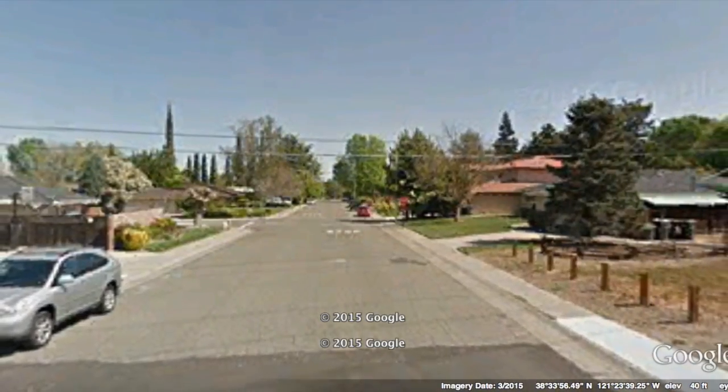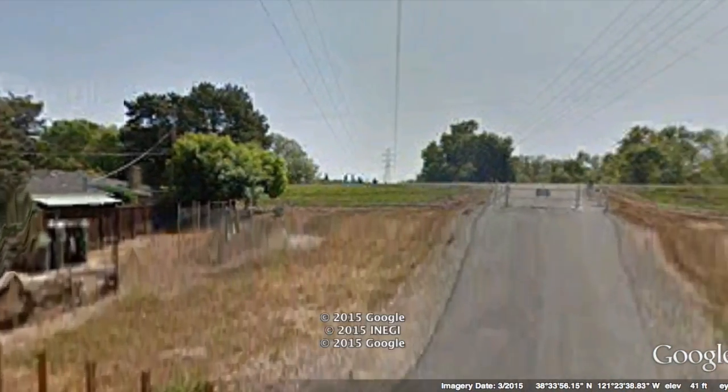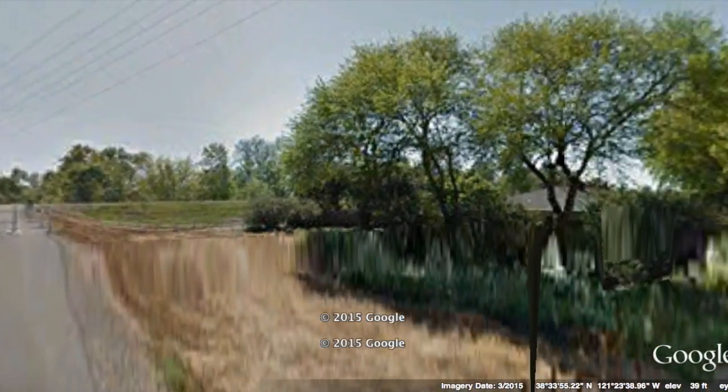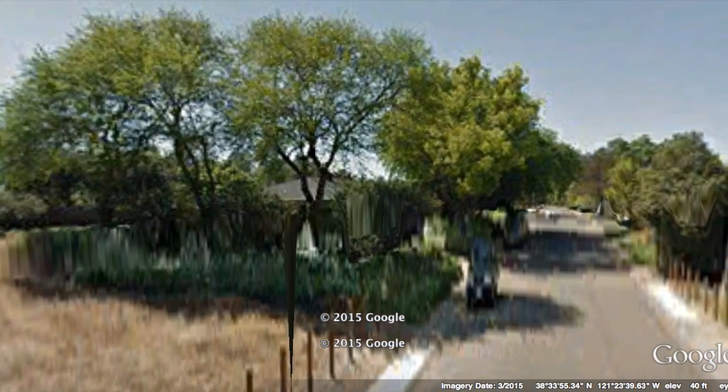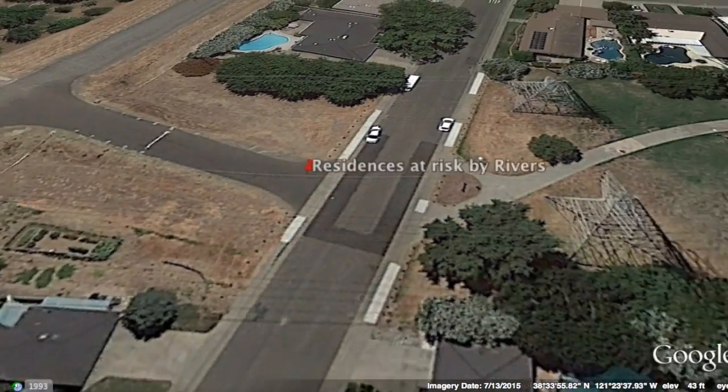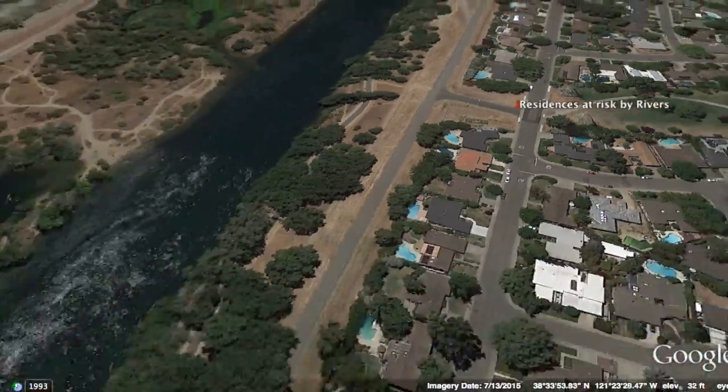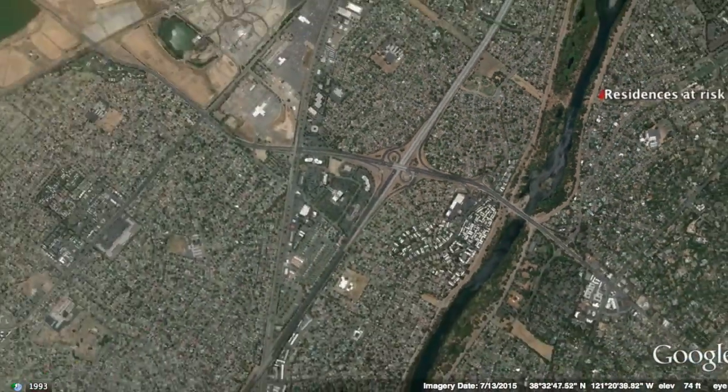As of right now, the city has many levees in this area, but some of these levees may not be as strong as they could be. For this reason, the city should continue to monitor and enhance its levees to ensure its residents' safety. Well, that's all for Sacramento.